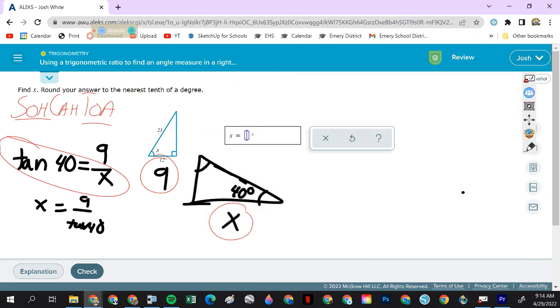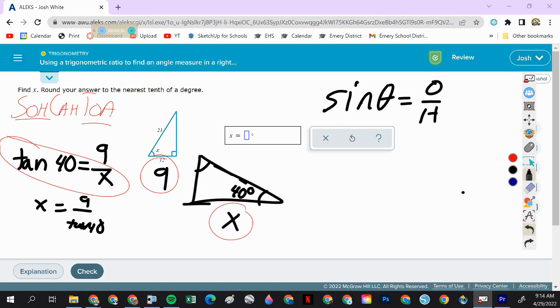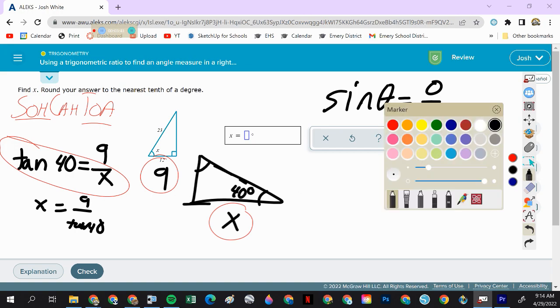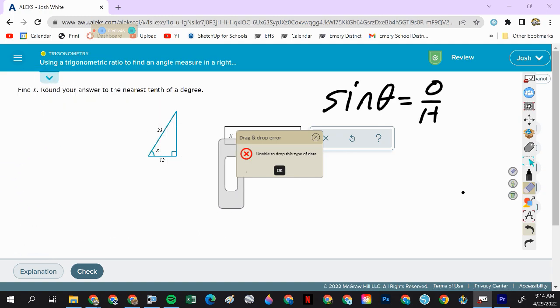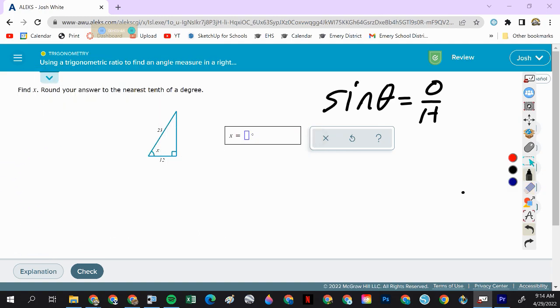So the sine of theta is O over H. Well, if you look at this problem on ALEKS, it's a little bit different. It says, find the angle if A is 12 and H is 23. Which trig ratio do I need to pick? Which one uses A and H?